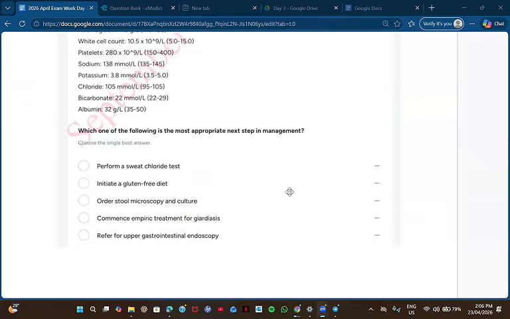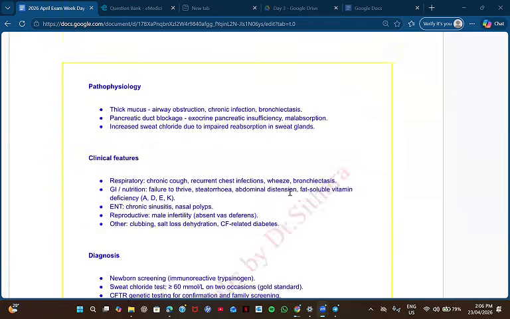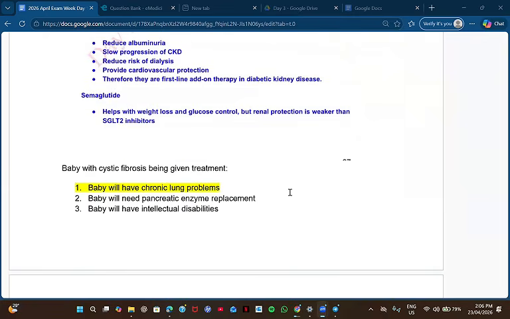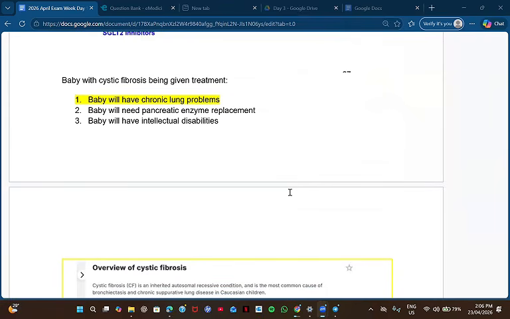Okay, this is not related to that, but I have included it. So what about the cystic fibrosis baby being given treatment? Okay, so from here, what should we consider?